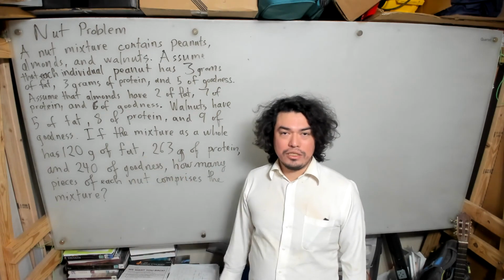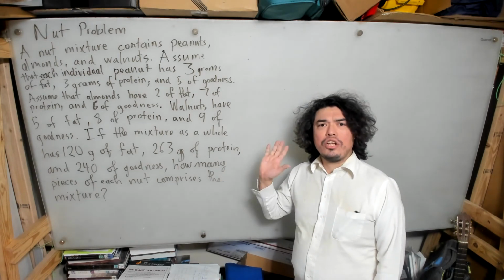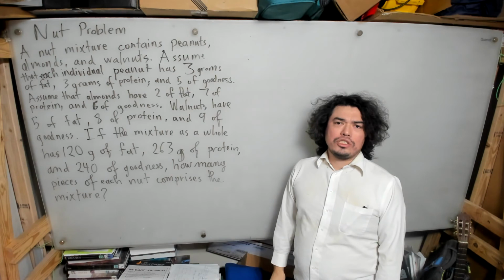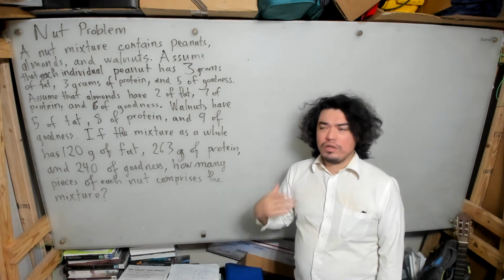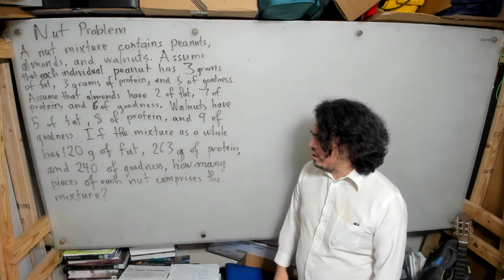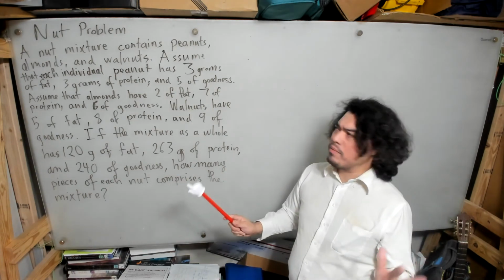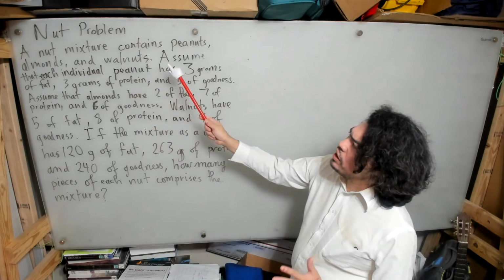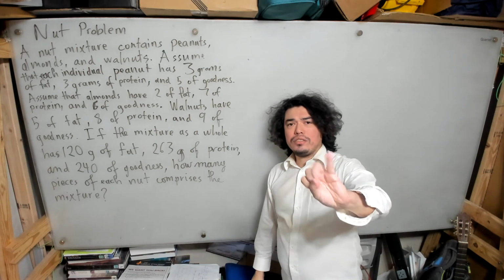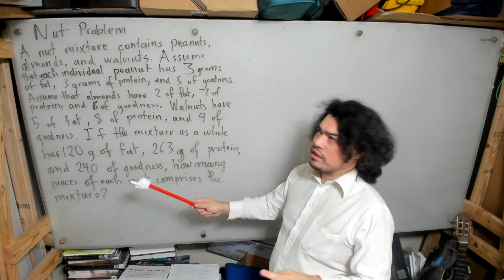Anyway, let's read that one more time, and then we're going to do the all-important process of setting up the system of linear equations, and then, of course, solving it to find out what this problem is asking, which is how many pieces of each kind of nut comprise the mixture. So let's read it just one more time. A nut mixture contains peanuts, almonds, and walnuts. So we have peanuts, almonds, and walnuts. We have 3 different kinds of nuts.